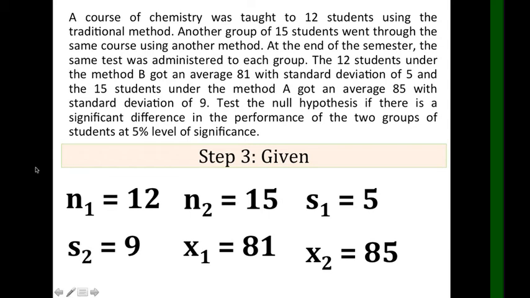Okay? So you just look for this in the problem. So we have 12 students that got an average of 81 with a standard deviation of 5.